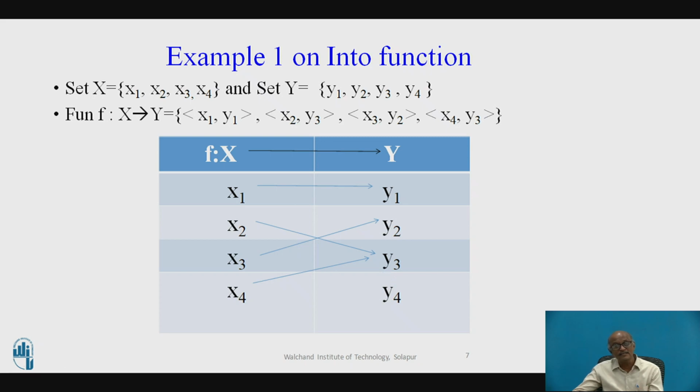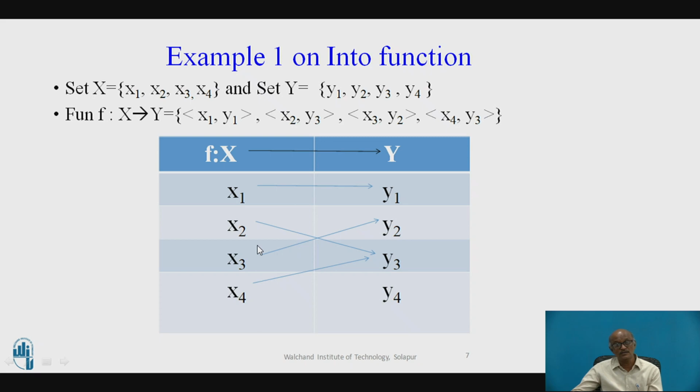The second condition was uniqueness of mapping. Uniqueness means every x should have a unique value of y. If you take f of x1, that is equal to y1, it shouldn't have two values of y. That is the second condition. So that is also satisfied over here, because f of x1 is equal to y1, only one value is assigned.